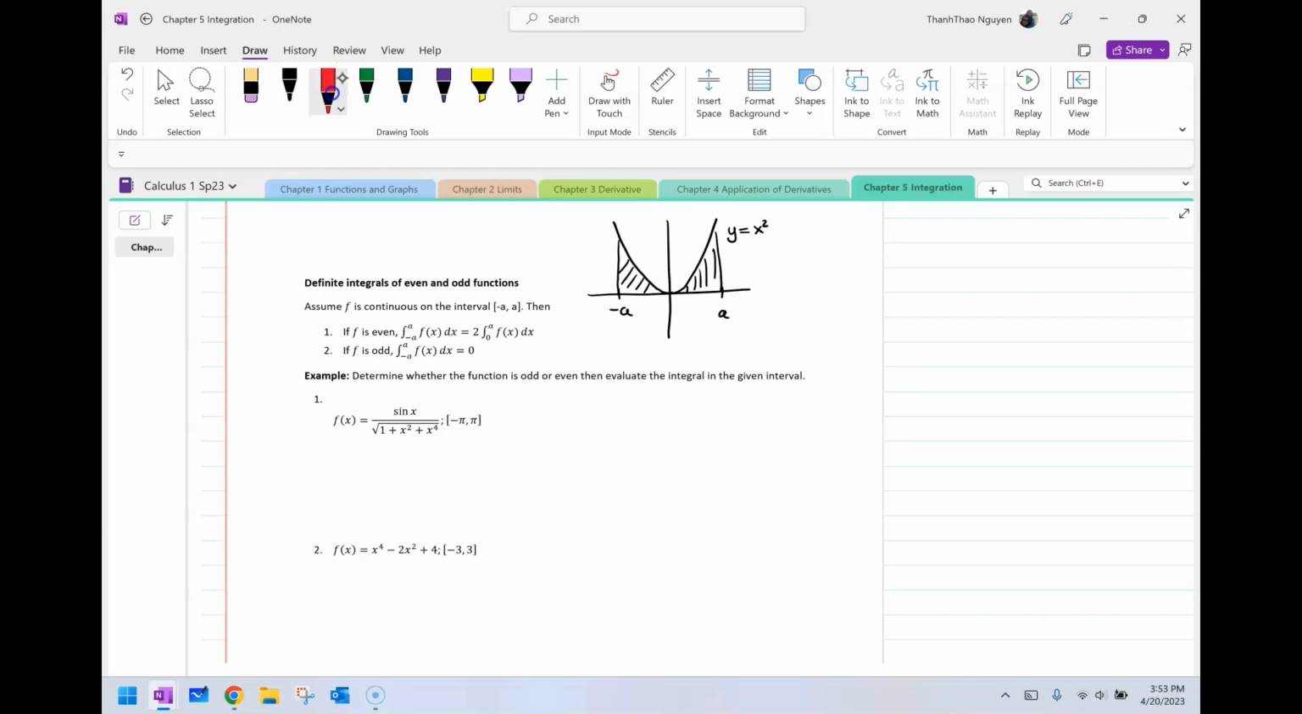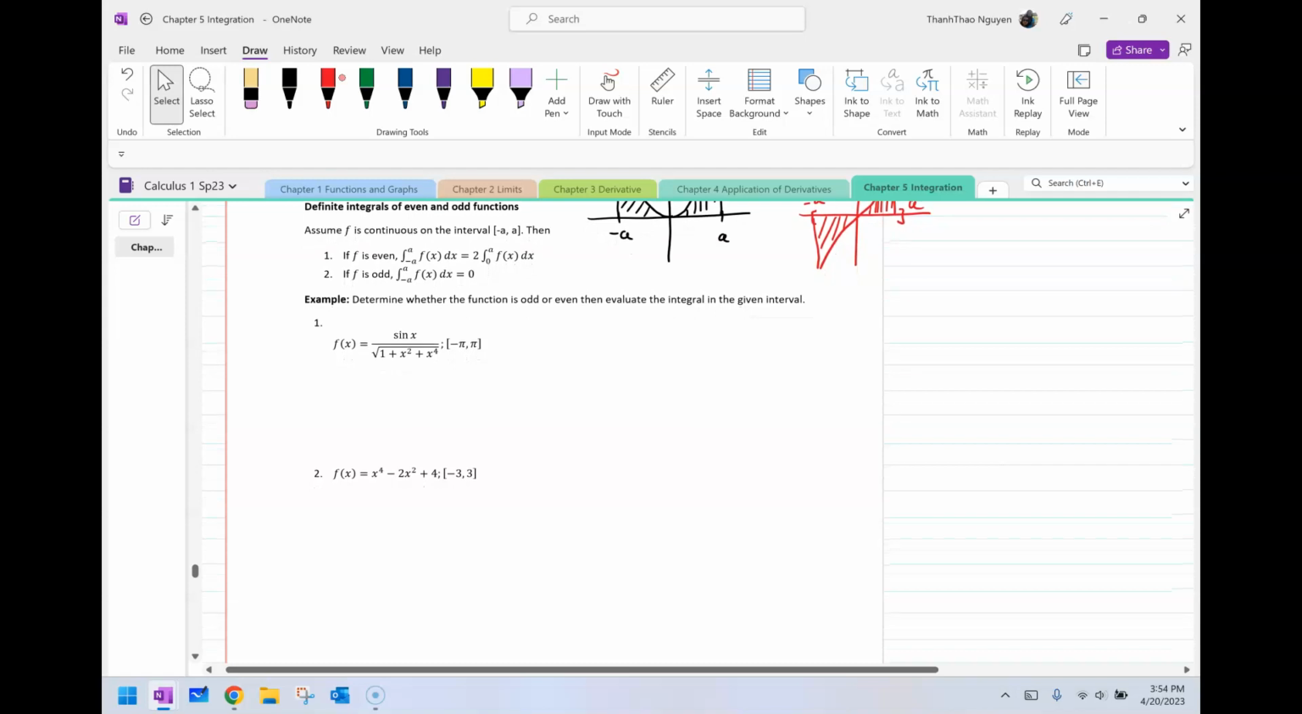Whereas if a function is odd, let's see, x to the third, here we have negative a, and here we have a. Part of this area is negative, and this area is positive. Now, the positive area and the negative area are equal to each other in this case, and so the integral from negative a to a cancels out. That's how you get 0.